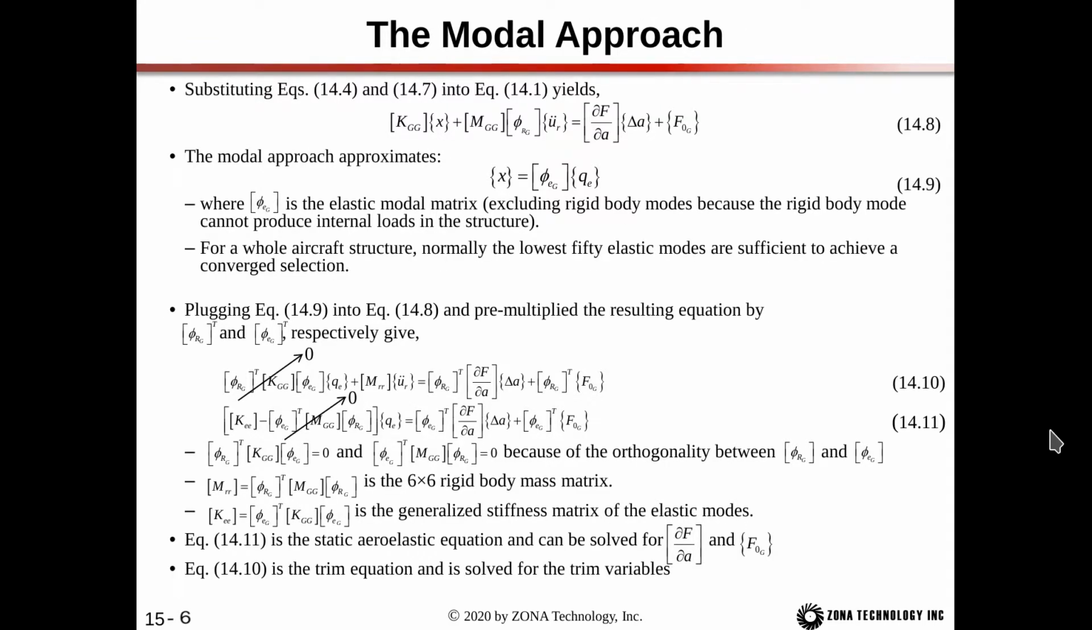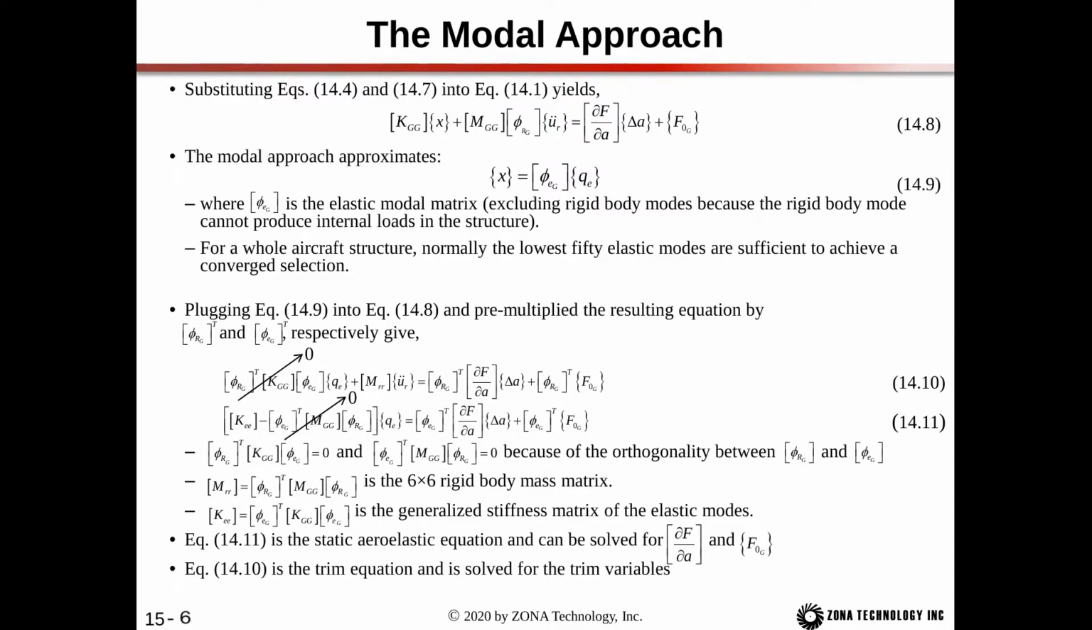Now the trim module in ZEUS is solved using the modal approach. So now we substitute equations 14.4 and 14.7 into 14.1, yielding equation 14.8. So we have Kgg times x plus Mgg times phi rg times u double dot r equals partial f partial a times delta a plus F naught g.